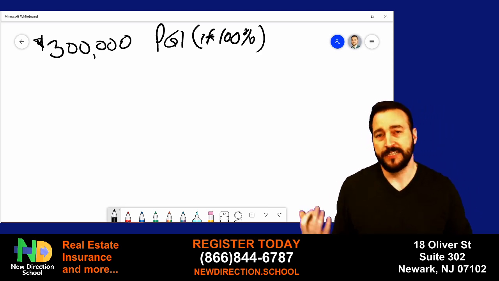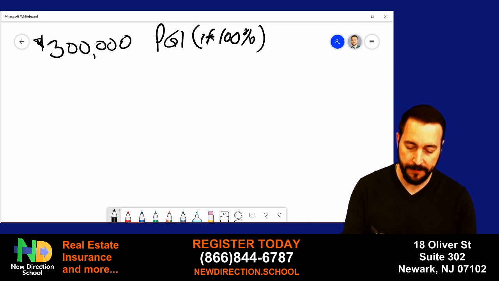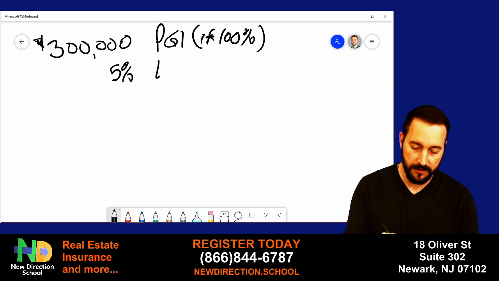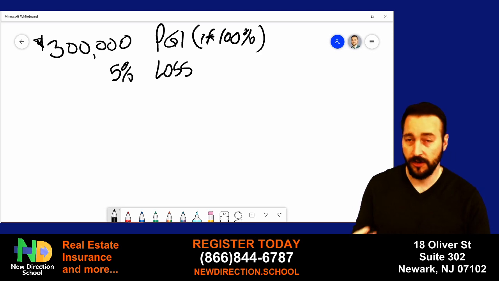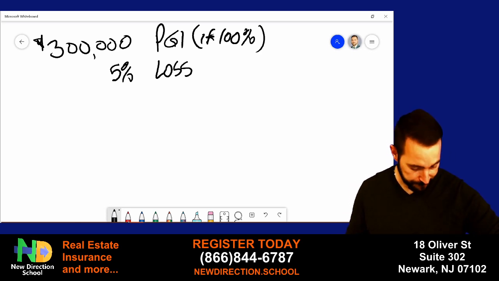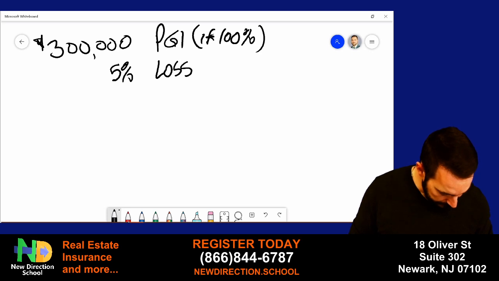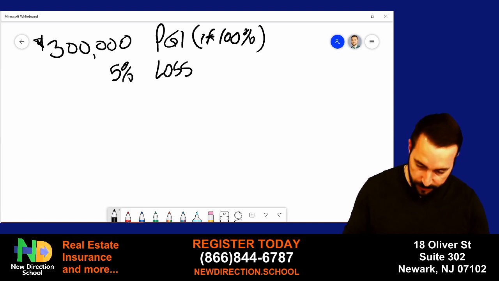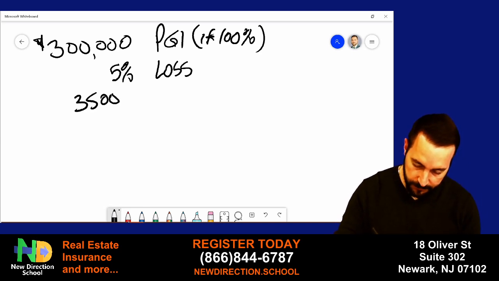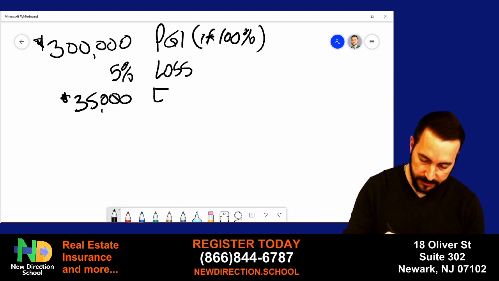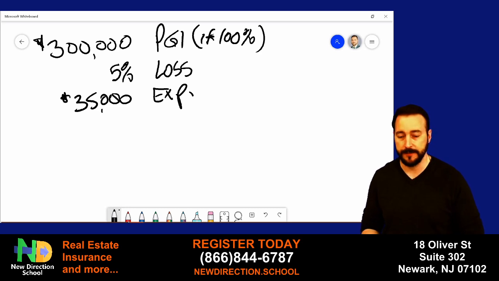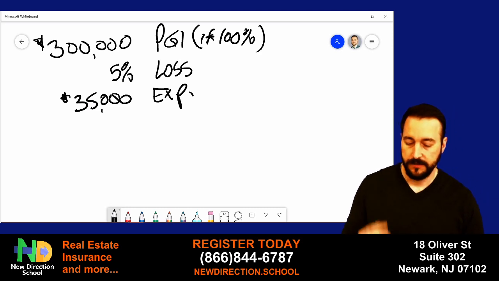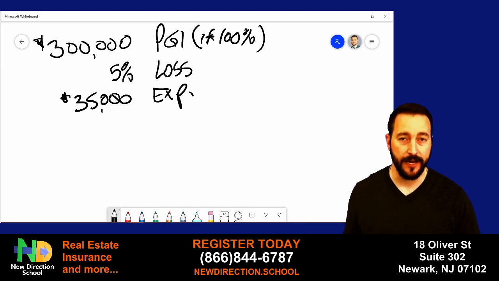Now, based on market experience, this property has a 5% loss. So vacancy loss, right? 5% loss. And also the expenses in this property are $35,000. $35,000 in expenses. These are the operating expenses. We definitely talked about this, right? So the question is now, what is the NOI, right?